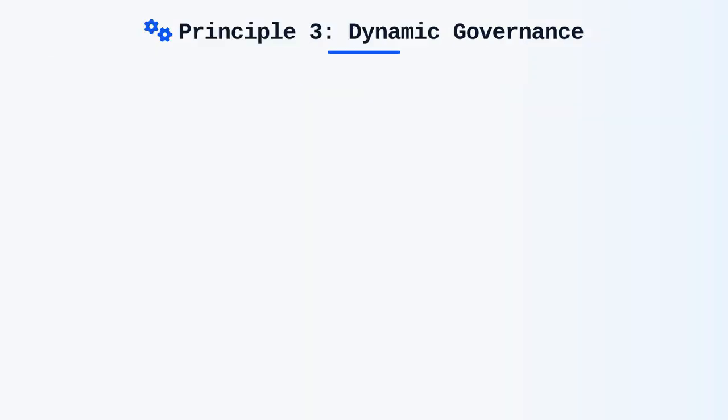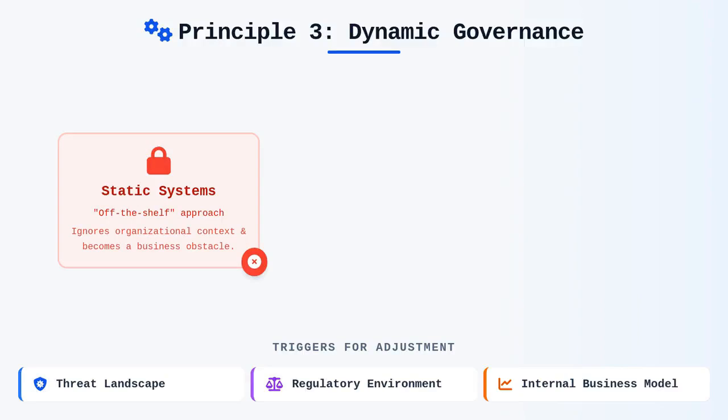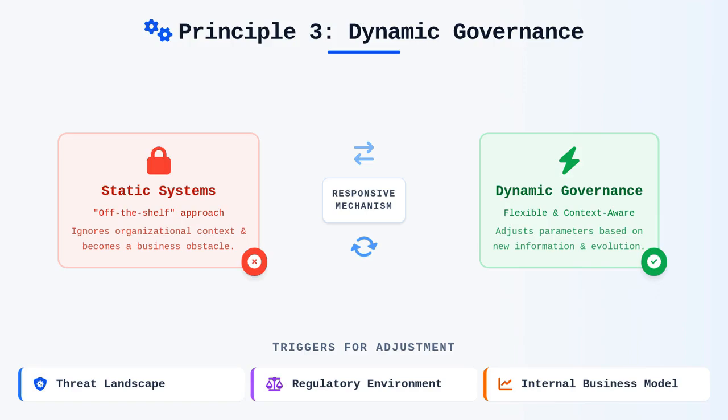The third principle is the requirement for a dynamic governance system that reacts to design inputs relevant to the organization. A static, off-the-shelf governance system is usually doomed to failure because it ignores the specific context of the entity it is meant to serve. When any design factor changes, such as the threat landscape, the regulatory environment, or the internal business model, the governance system must be flexible enough to adjust accordingly.